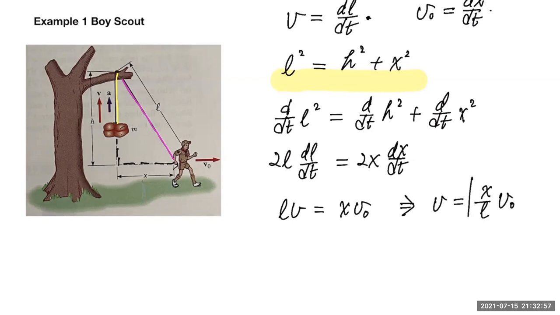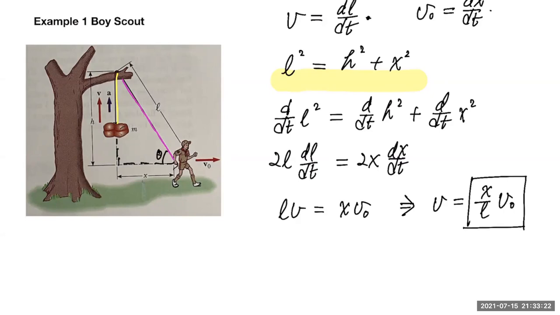Okay? Now you can obviously see here, even though v naught is a constant, v is not a constant because x increases and L also increases. And x over L varies because x over L, you can see here, is cosine of this angle theta here. Theta changes. So therefore, v is not uniform.